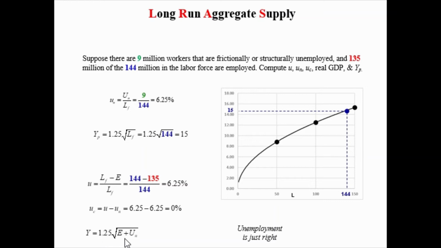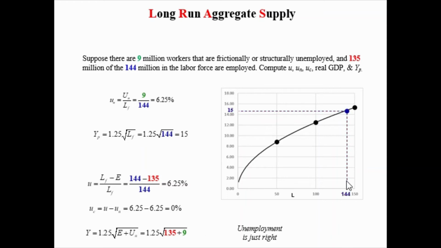Now, to calculate GDP, remember the L here is the effective number of laborers. The employment number is 135 million, and the natural level of unemployment is 9 million. So when we add 135 to 9, we get 144. And the square root of 144 is 12. 12 times 1.25 is 15. So GDP is just right.